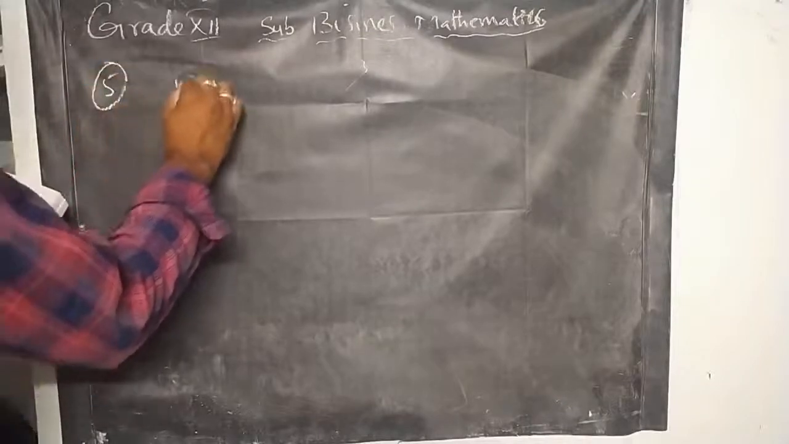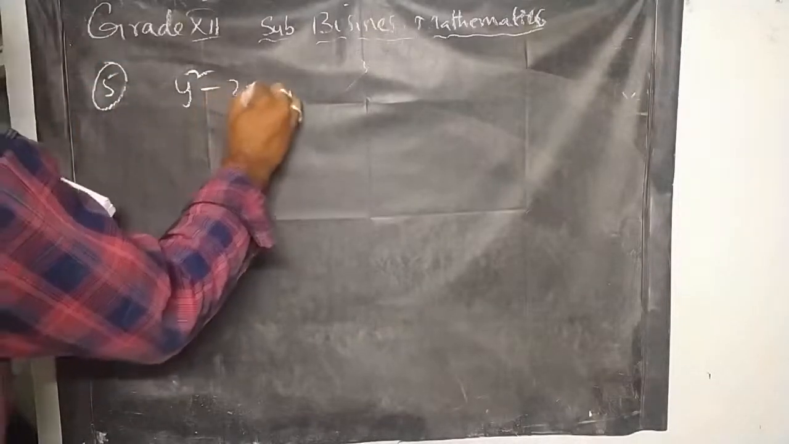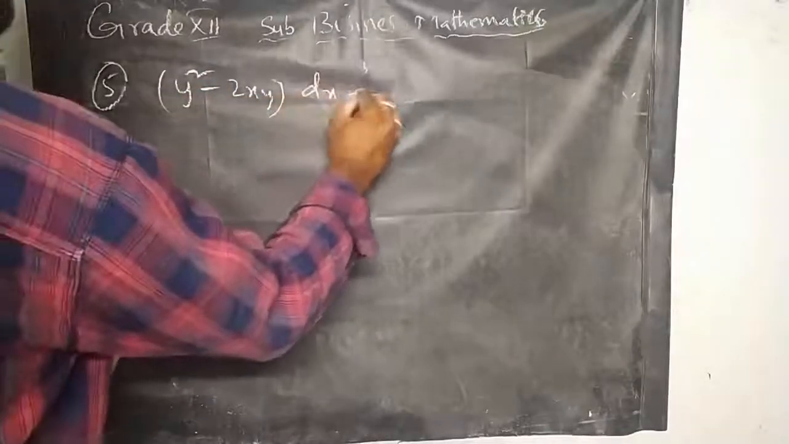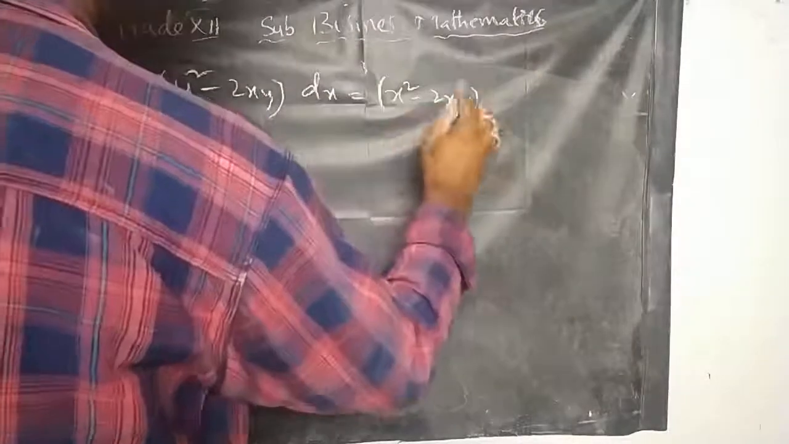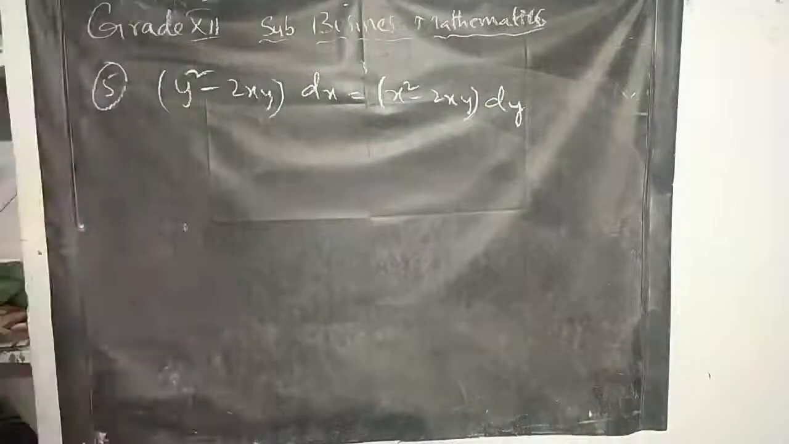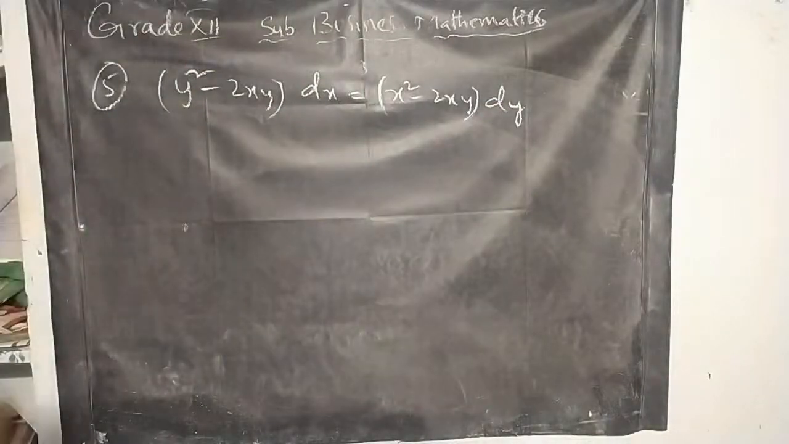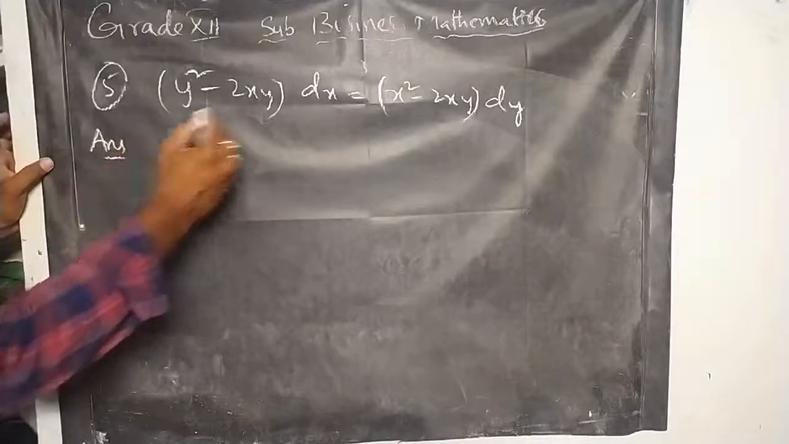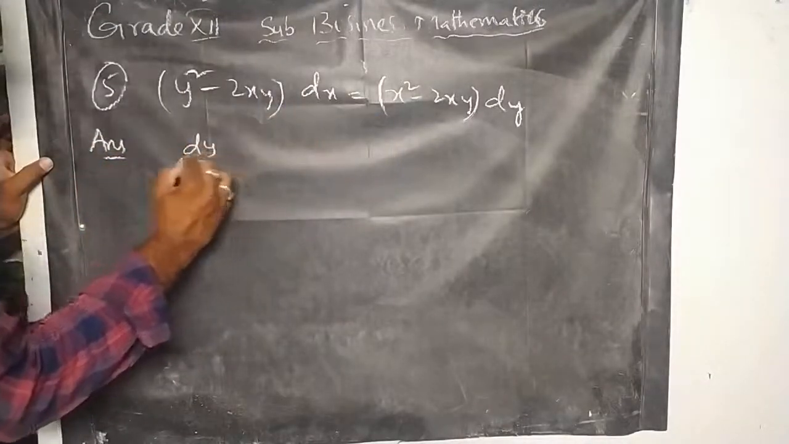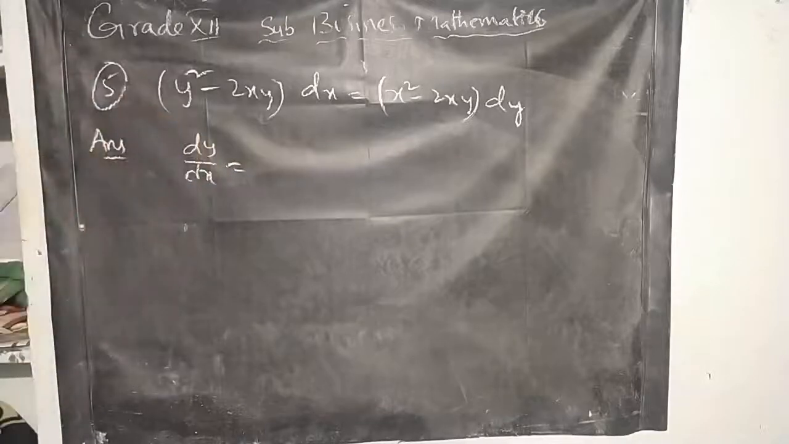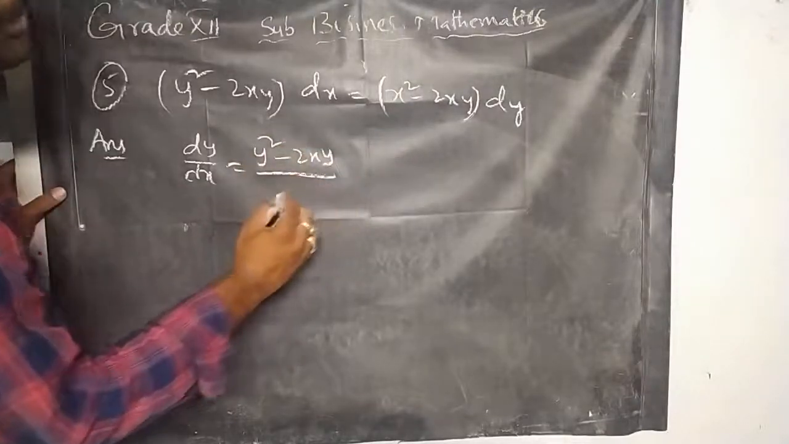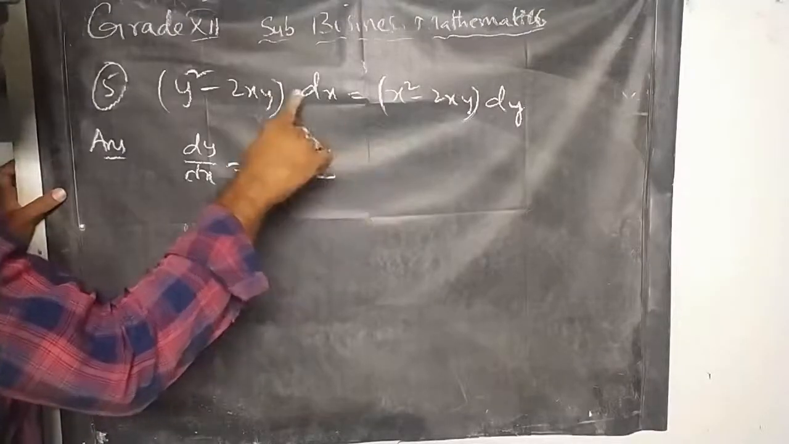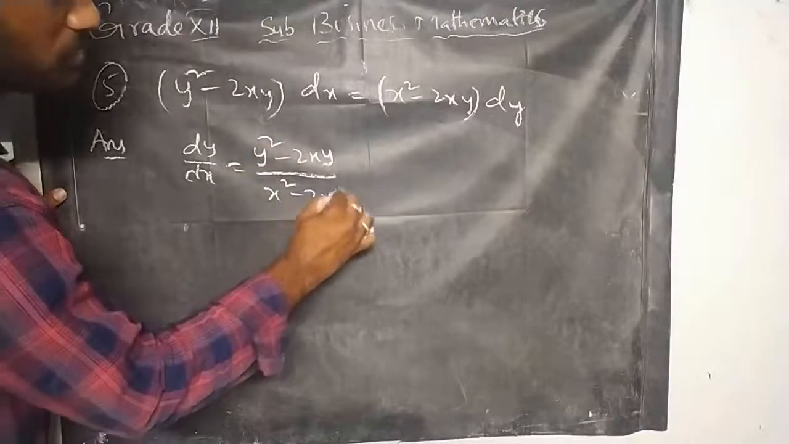So here the question is y square minus 2xy dx is equals to x square minus 2xy dy. So we have to make it in the format of dy by dx. So let us start. So dy by dx is equals to y square minus 2xy by x square minus 2xy.